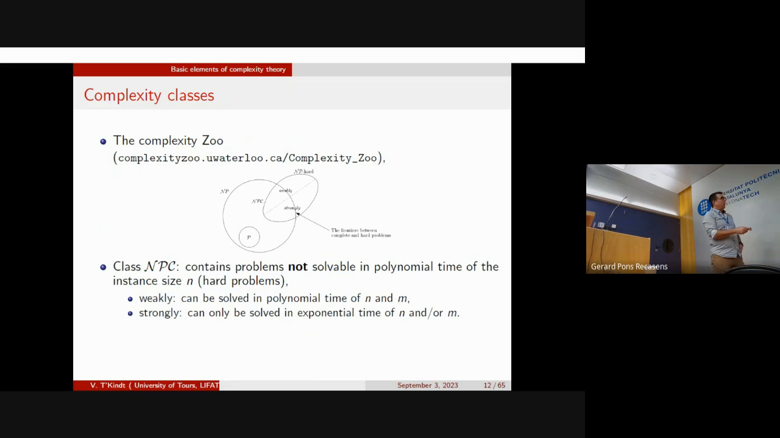For strongly NP-hard problems, the only hope that you can have is that your optimal algorithms will work with an exponential time complexity of n and/or m. So here you have problems that require algorithms with 2 to the power of n, 3 to the power of n, 4 to the power of n. So if your problem is in class NPC and is strongly NP-hard, you are totally unlucky. There is no way that you get the optimal solution in a reasonable amount of time.